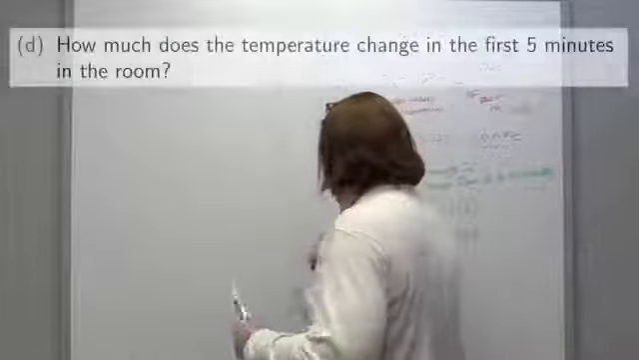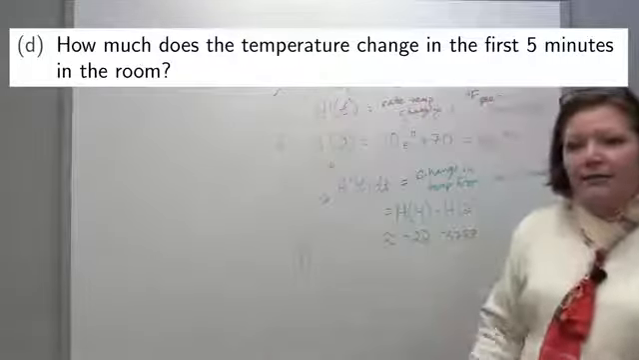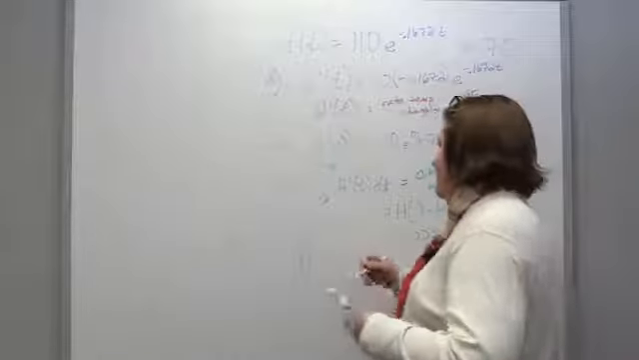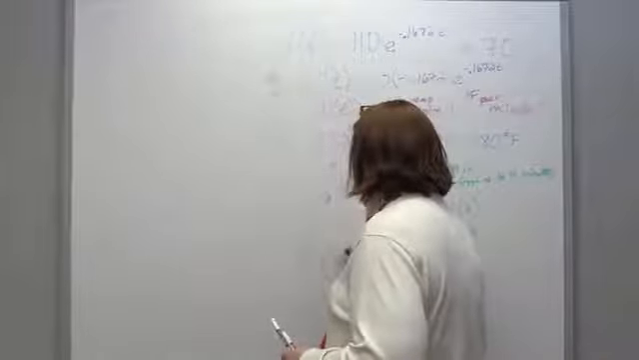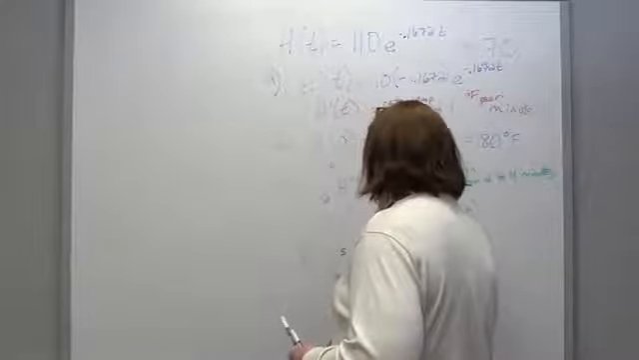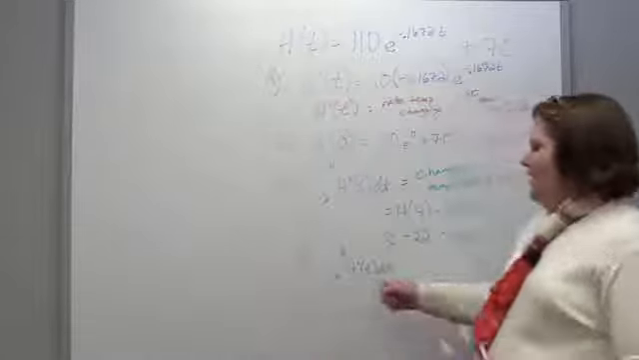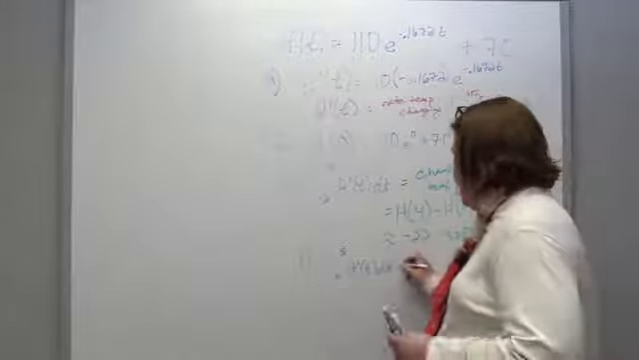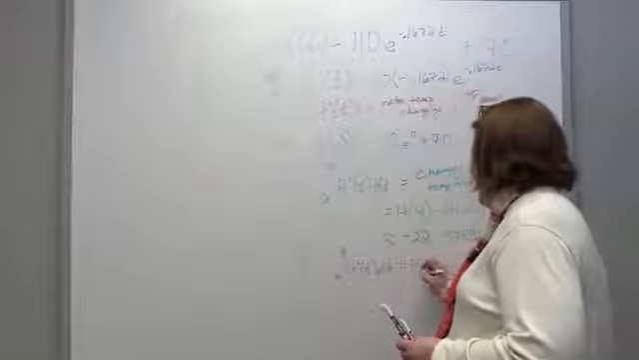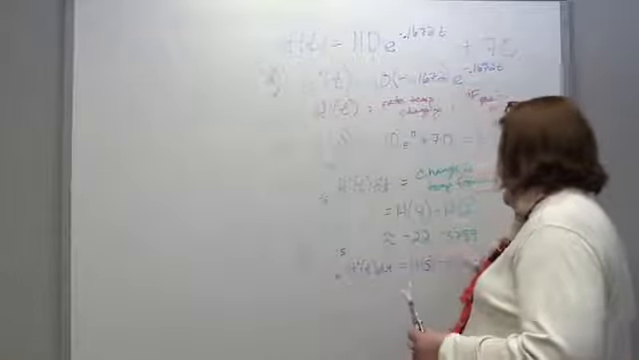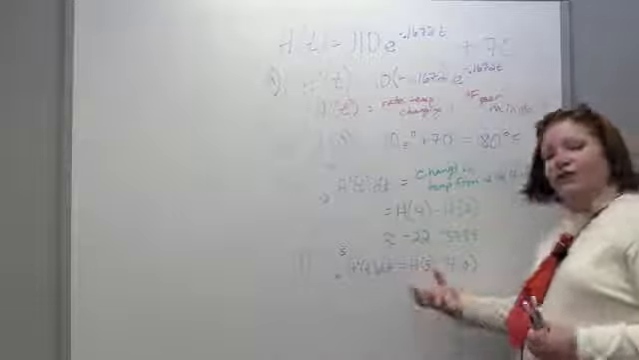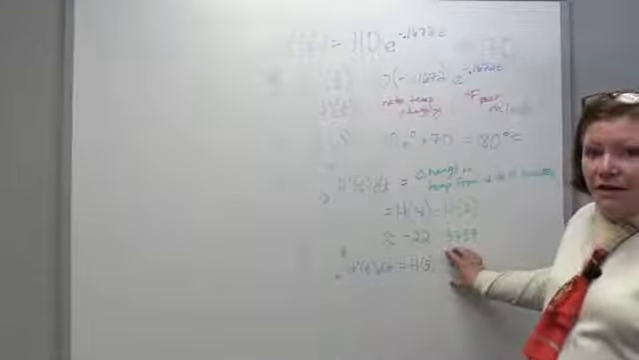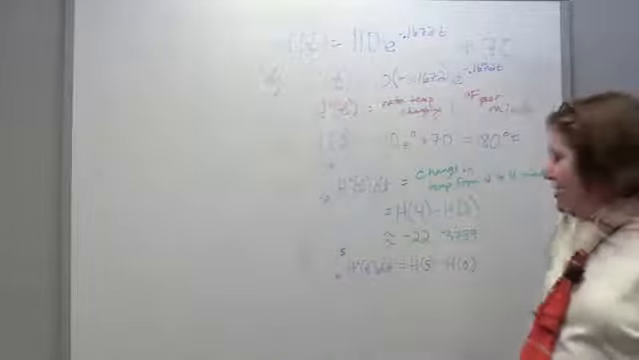Part D, we are asked how much does the temperature change in the first 5 minutes in the room? So we're actually asked to find what is the integral of h prime of t from 0 to 5. Well, the fundamental theorem of calculus tells us it's h of 5 minus h of 0, which makes sense because if you just want to know how much it's changed, well, you subtract off what it started off with, and that will tell you how much it's changed by.